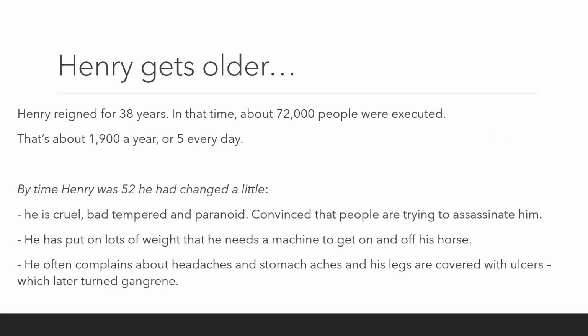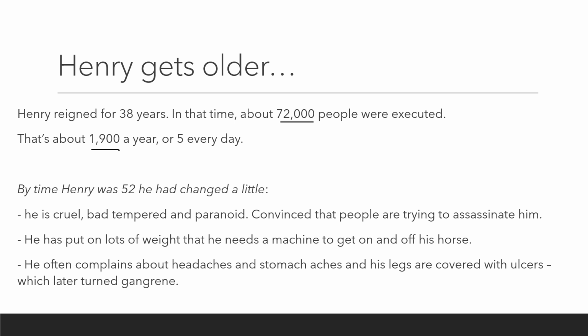But Henry wasn't always like this. Henry, as we all do, got older, he aged. He reigned, as we know, for 38 years, and in that time about 72,000 people were executed, which it's not true, but if we averaged it, that's about 1,900 a year, or 5 every day. So that's quite a lot.